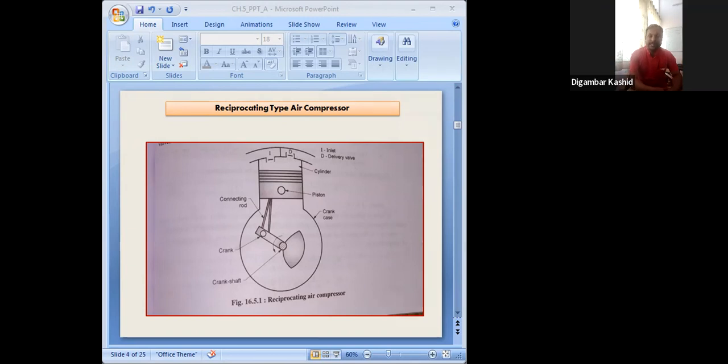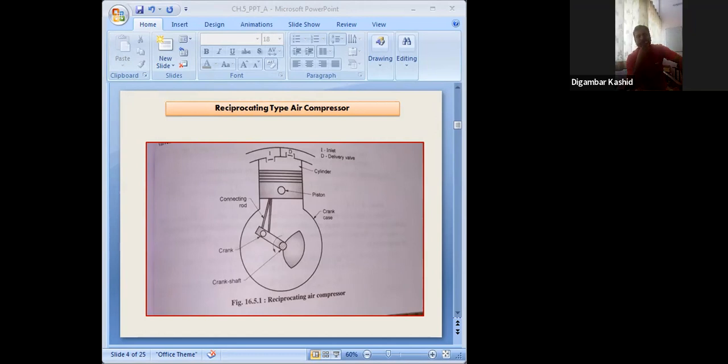So I was telling about this piston type reciprocating compressor, the reciprocating type air compressor. Normally this piston type compressor is the most commonly used compressor in the fluid power industry. If you see the diagram, you already learned the IC engine subject. The construction and working of this piston type reciprocating air compressor is very similar to that of our internal combustion engine. So what is its construction?